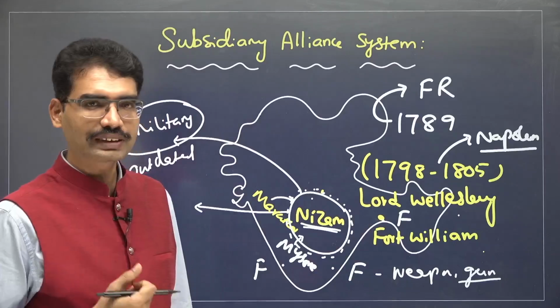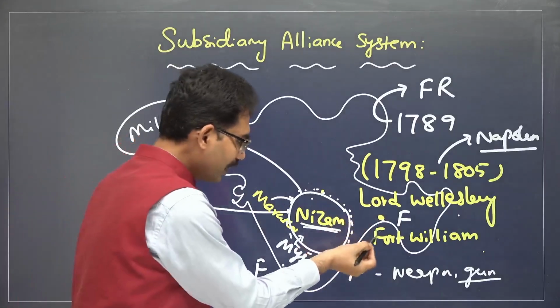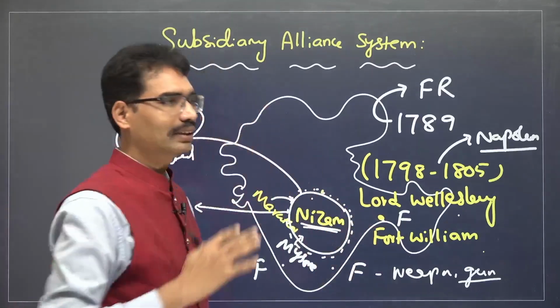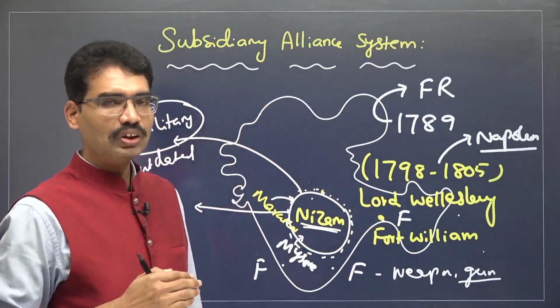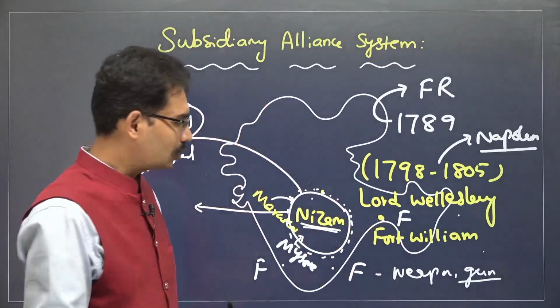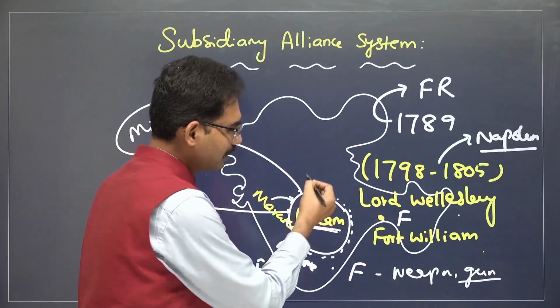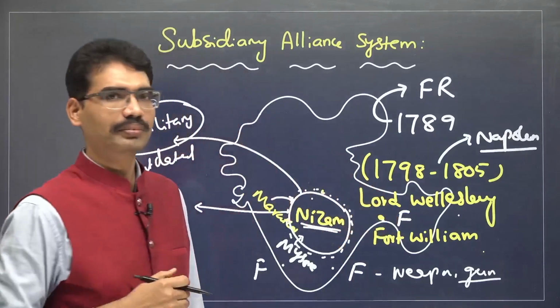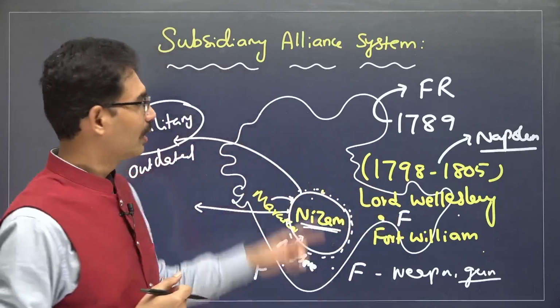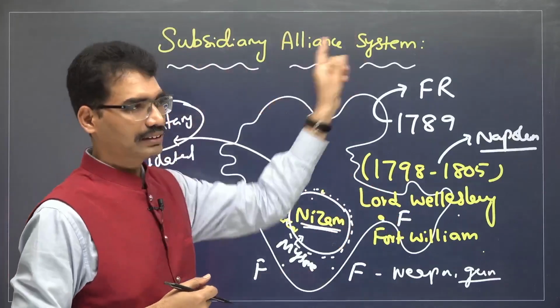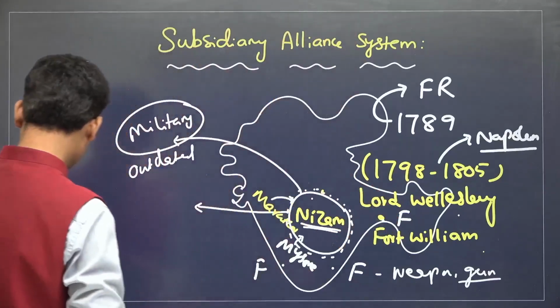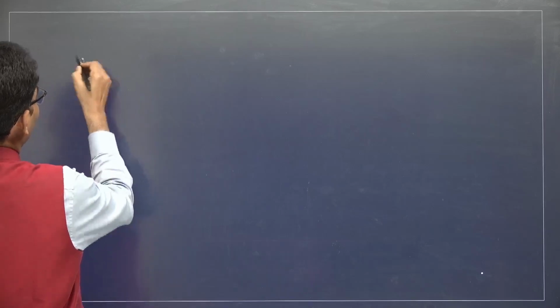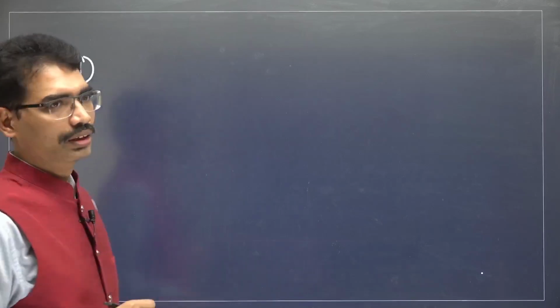Now, indirectly, what is happening here? Now, instead of fighting with Nizam to capture the Nizam territories, you are using a diplomatic tool through which Nizam himself is surrendering this kingdom indirectly to you. That is what subsidiary alliance system. What are the features here? Number one. Number one feature is, one by one I am going to write.